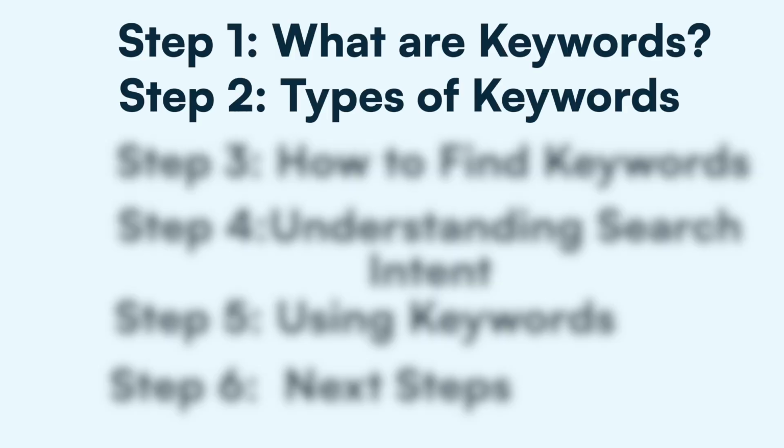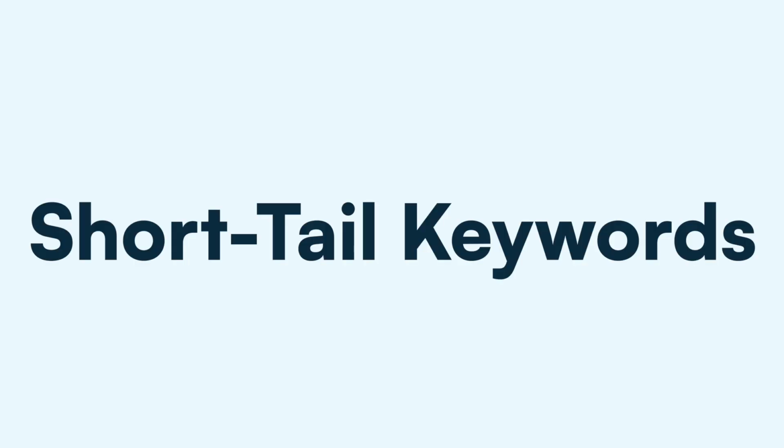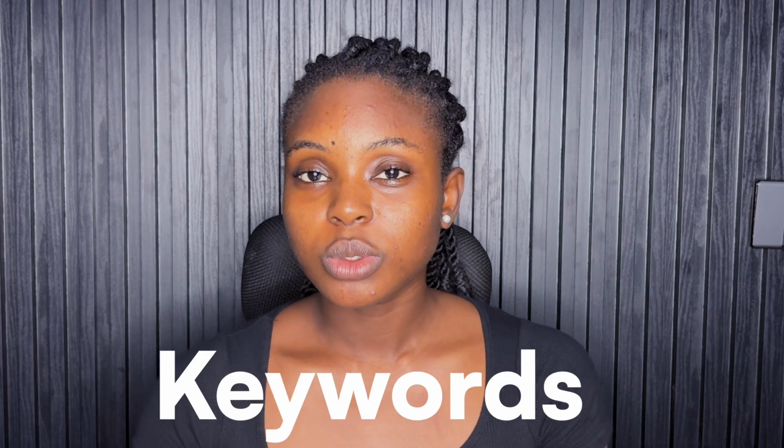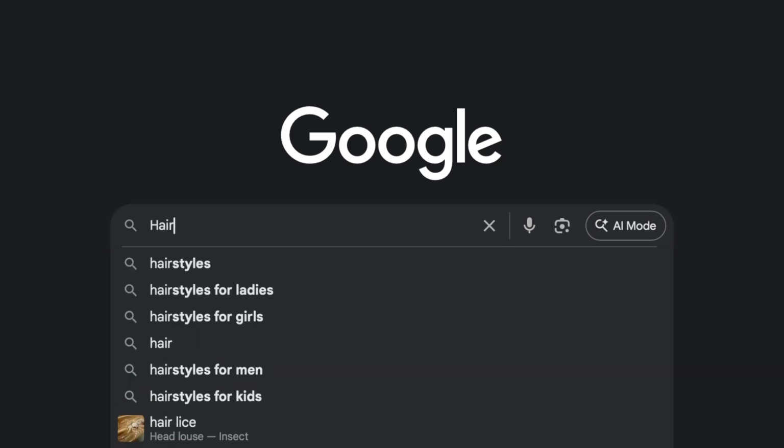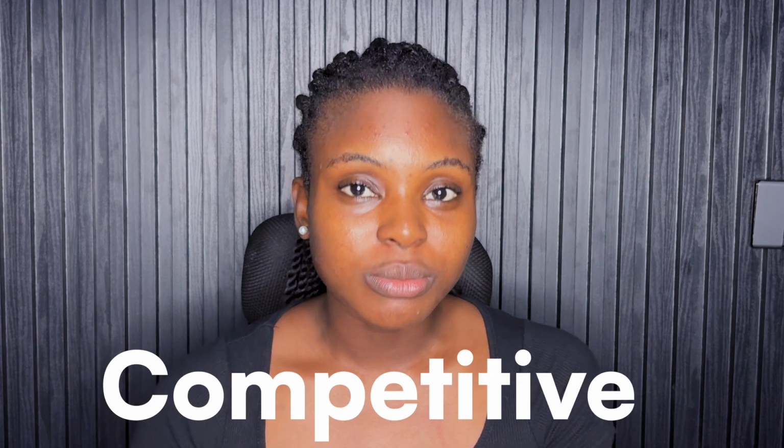Step 2, the types of keywords. There are 3 main keywords you need to know. The first one is short tail keywords. They are 1 or 2 words and they are very broad. For example, shoes, bags, hair. Note, they are very competitive.